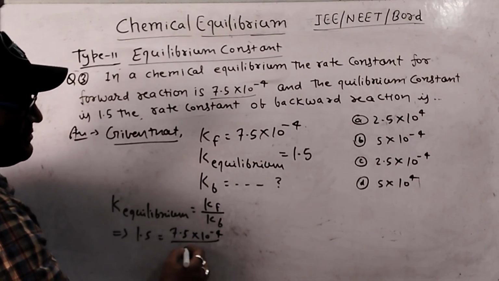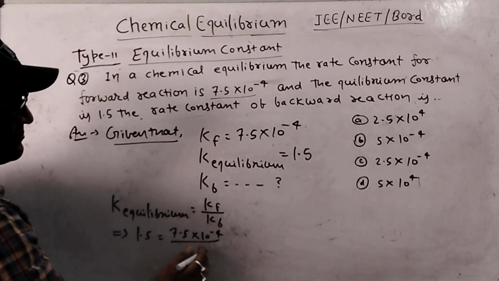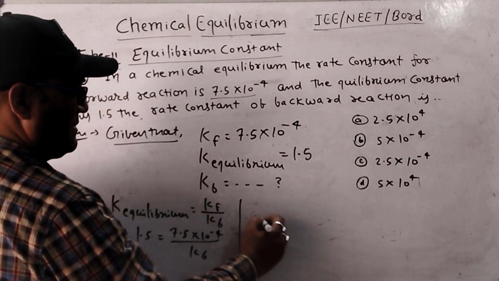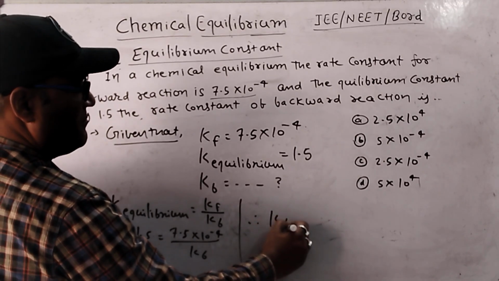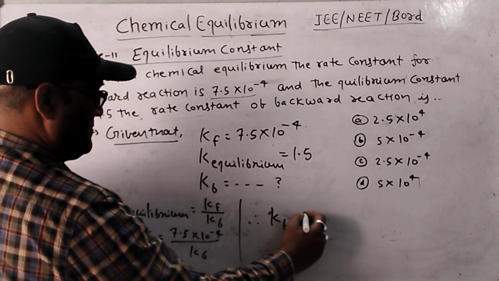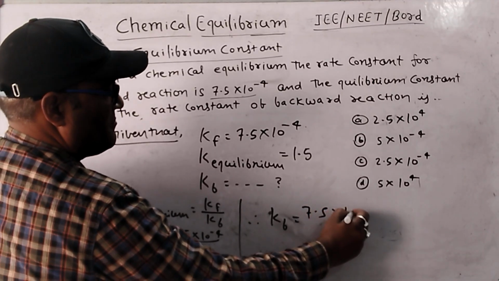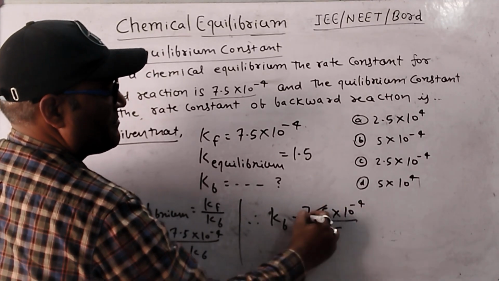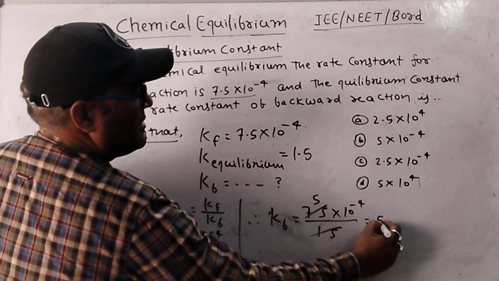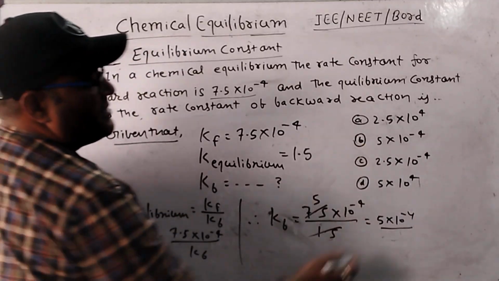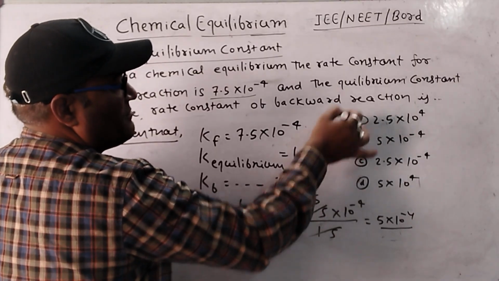Now divided by kV. Again, therefore the value of kV is equal to 7.5 into 10 to the power minus 4 multiplied by 1.5, 5 into 10 to the power minus 4. This is the answer. Now you can check in these four options.